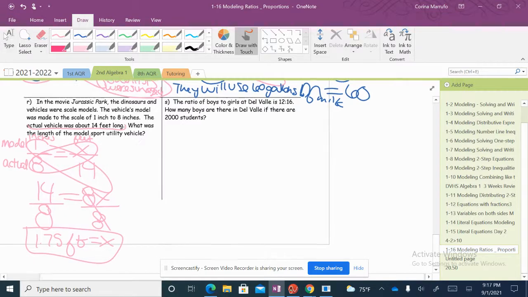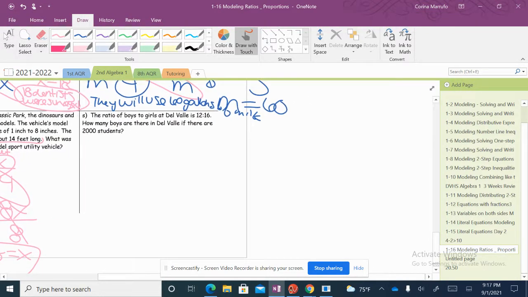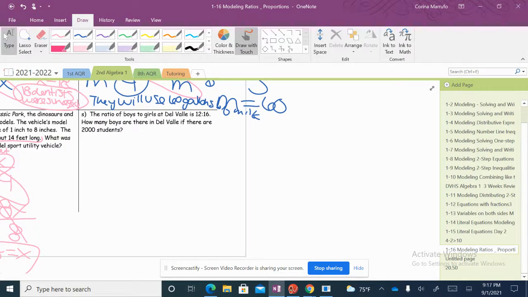Alright, the last one. It says the ratio of boys to girls at Del Valle is 12 to 16. Okay. So for boys, that means there's 12. For every 12 boys, there are 16 girls. Then it says how many boys are there at Del Valle? So since we're looking for the boys, this is going to be x. If there are 2,000 students.